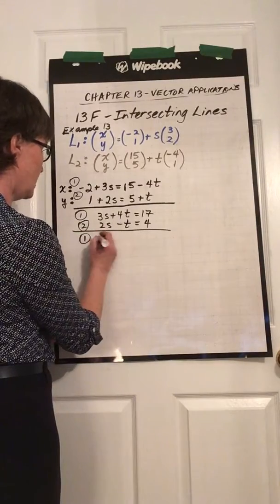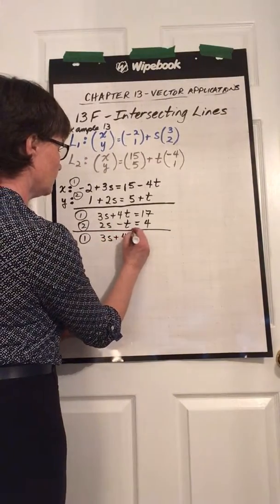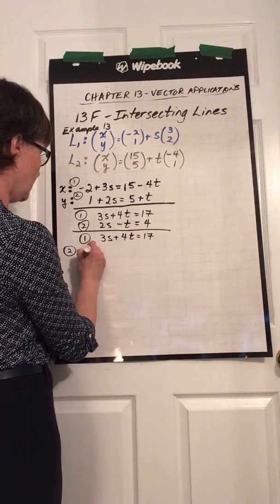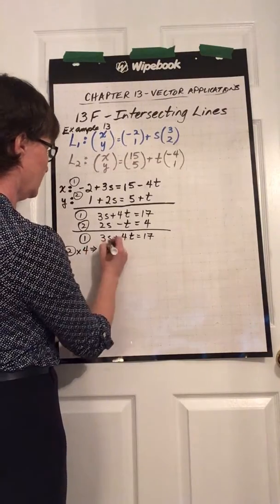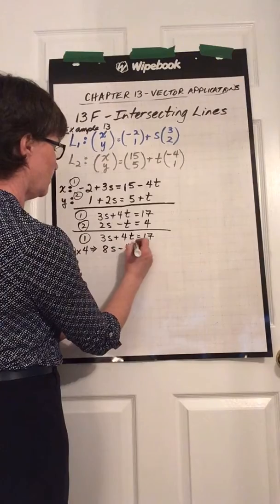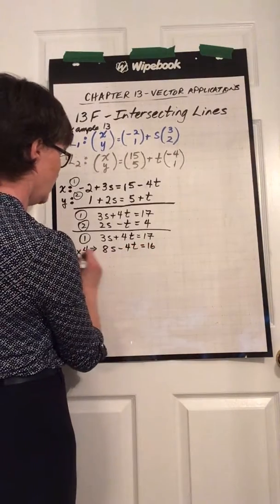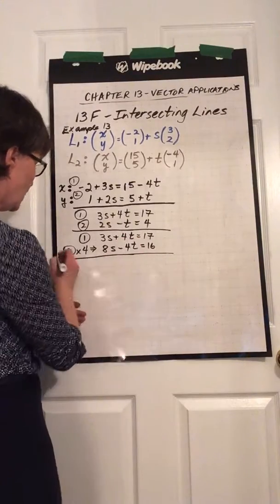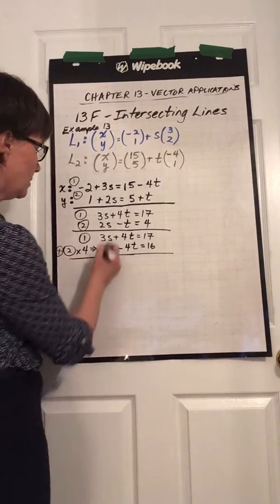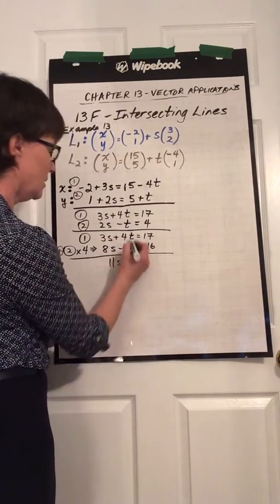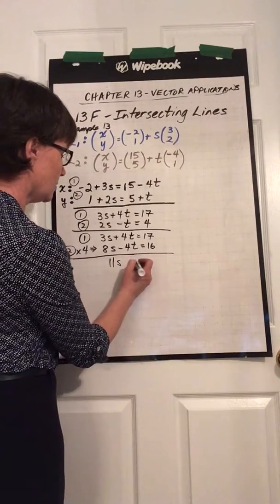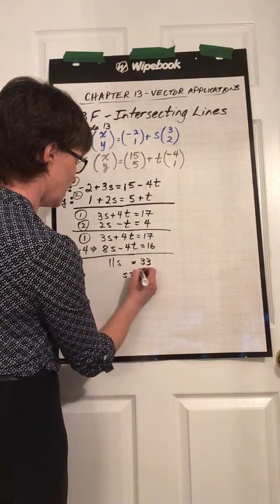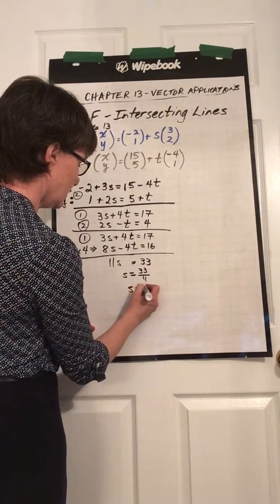So I'm going to just copy down equation 1. And I'm going to take equation 2 and multiply it by 4. So that would be 8s subtract 4t equals 16. Now you can see why I multiplied it by 4, because I'm going to eliminate the t's here. When I now add these two equations together, 3s plus 8s is 11s, 4t plus -4t is 0, and 17 plus 16 is 33. Therefore, s is 33 over 11, s is 3.